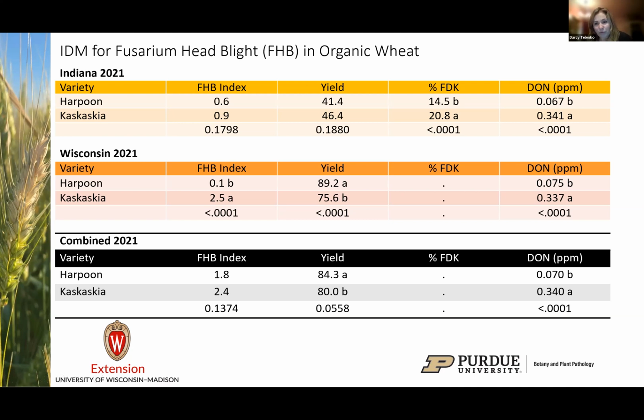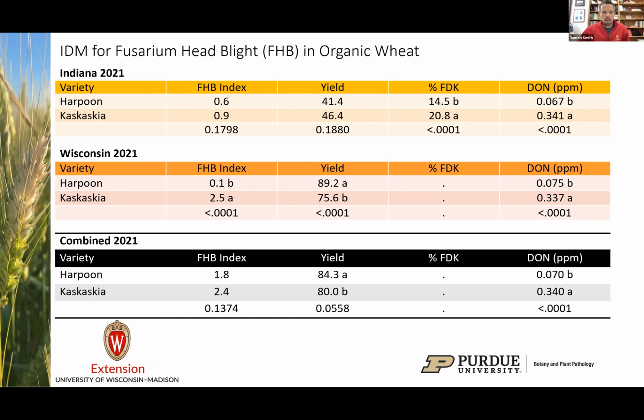which is the ultimate goal too, as we want to reduce that DON level if we can, where sometimes we might get dinged if scab gets into our varieties. But combining across locations, again, we did see that Harpoon yielded better, and then also that we could reduce DON with good variety selection. So that's the first thing I want to hone in on in organic disease management. I think variety selection is key. And it's important to try to look at some of these varieties to try to identify those that may reduce the risk for us in the future.